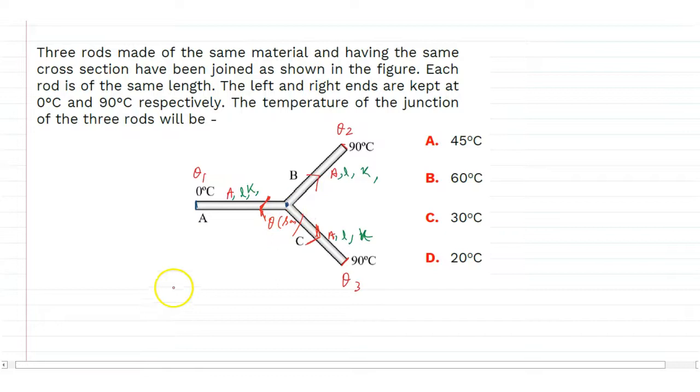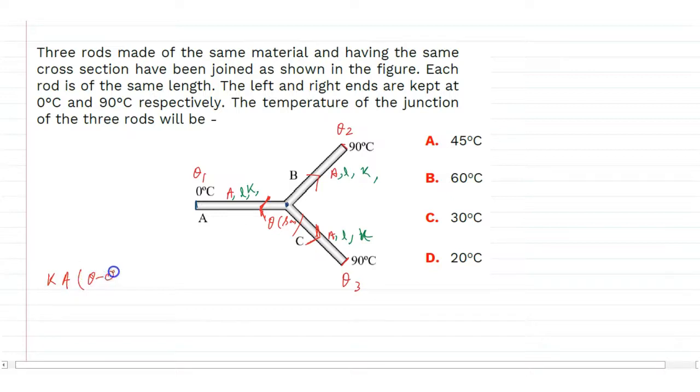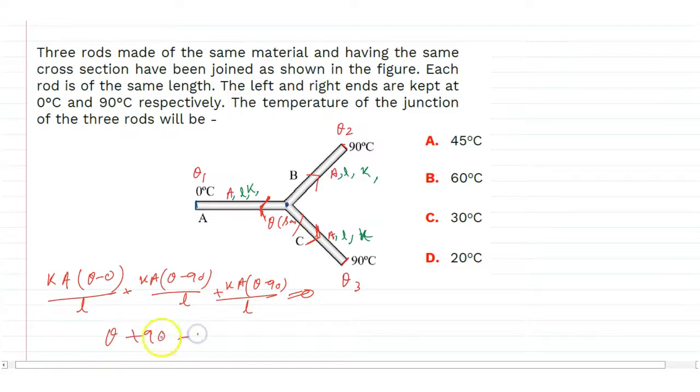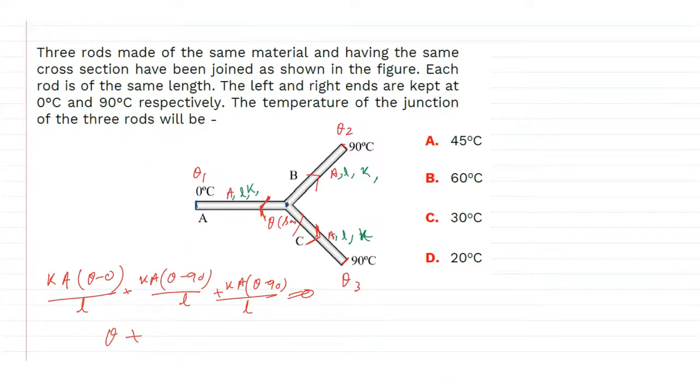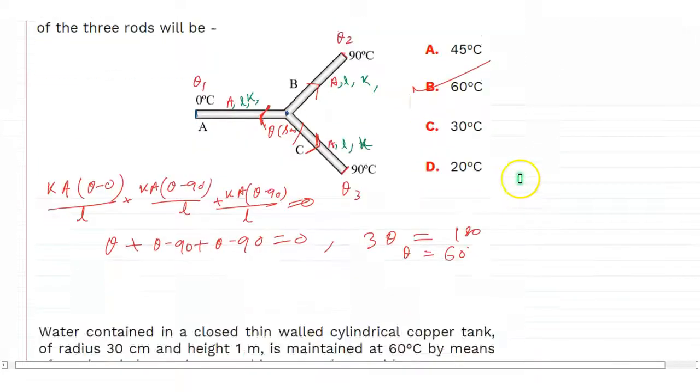So all the current is going outward from theta. That means KA into (theta minus 0) by L plus KA into (theta minus 90) by L plus KA into (theta minus 90) by L equals 0. Then theta plus theta minus 90 plus theta minus 90 equals 0. That means 3 theta will be 180 and theta will be 60 degrees. Okay, the answer will be 60.